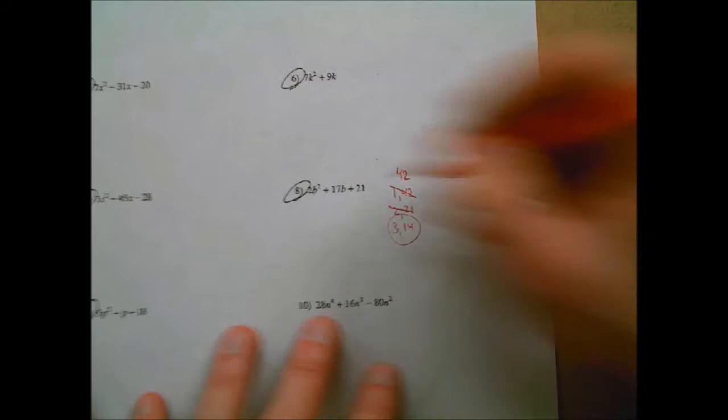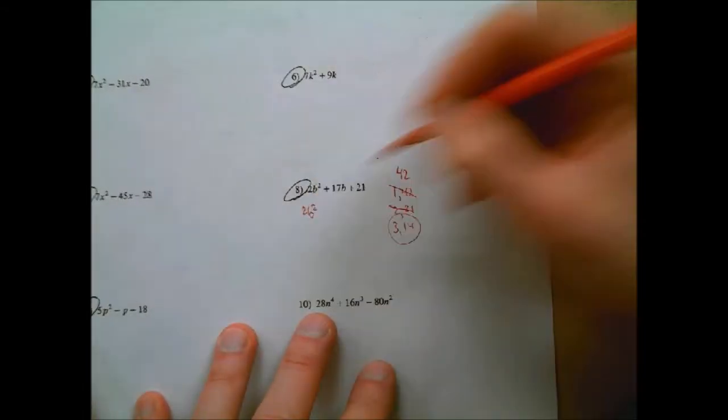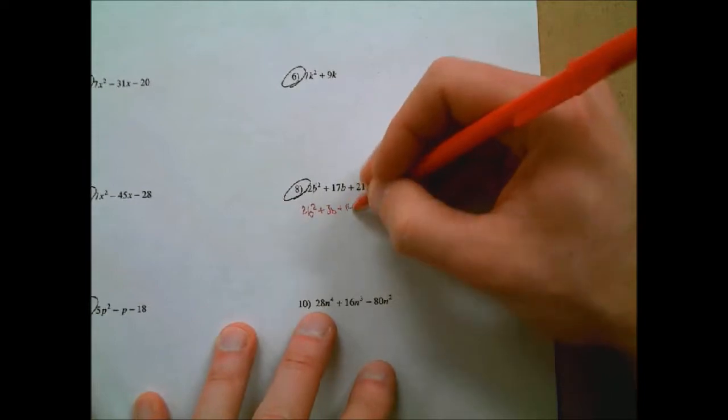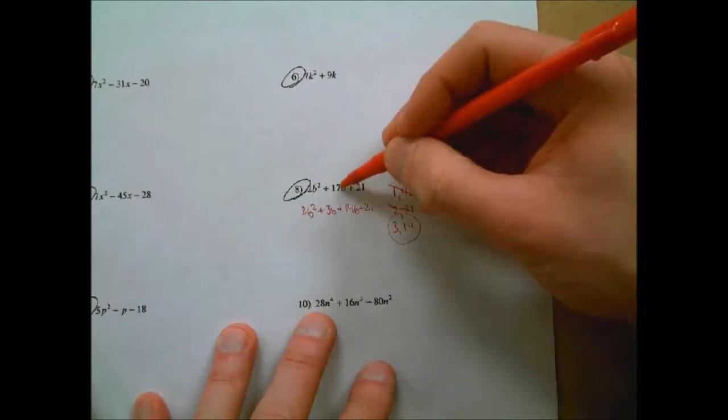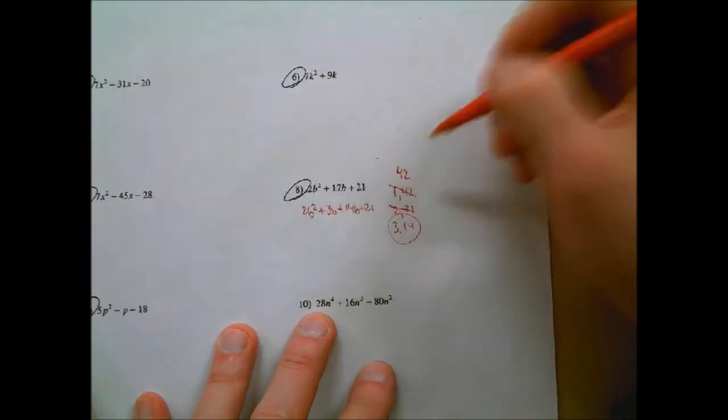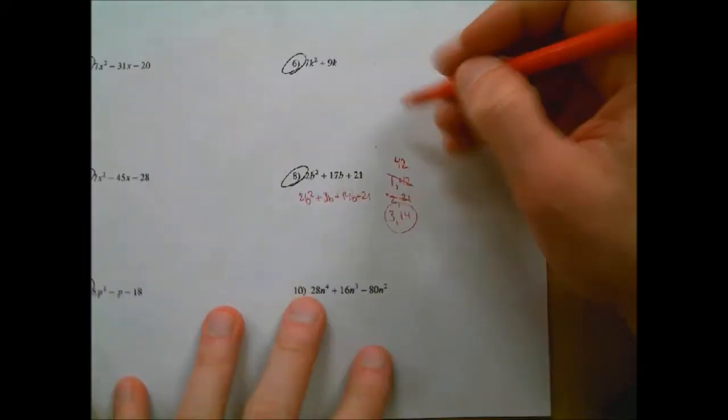So we have 2b squared plus 3b plus 14b plus 21. So you can see there I took that 17b and I broke it up into 2 terms that would combine back together to give us a 17b. But again, we break them up so we can now factor by grouping.